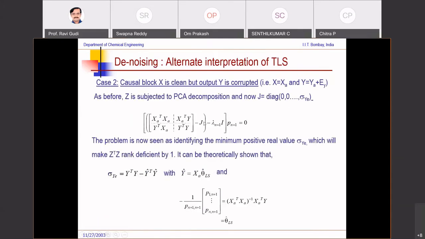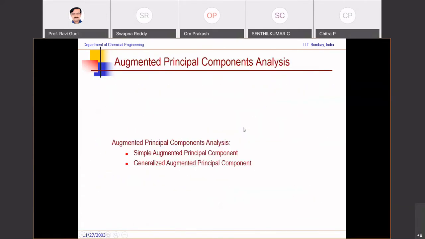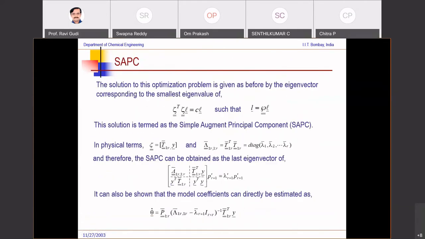Right, this J is a correction matrix to this covariance matrix. This is a correction matrix. So if I am able to estimate this J as a diagonal of the noise variances in each of the X's and in Y, how do I do that? By estimating it. And that's what is done in generalized augmented principal components.